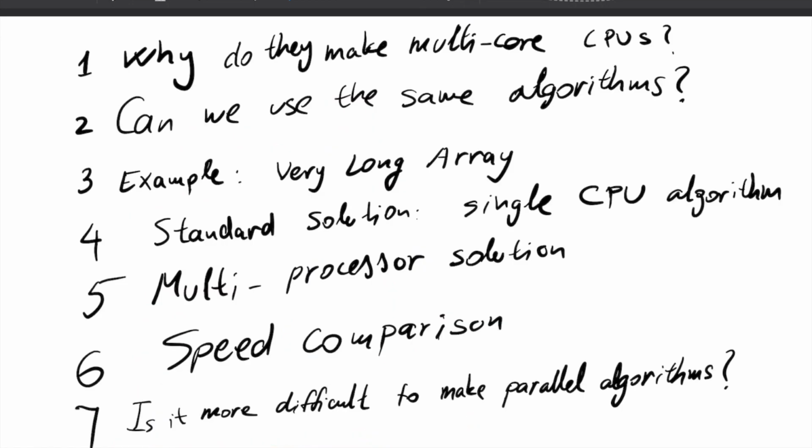We just answered questions 1 and 2. And it remains to answer question 7. Is it more difficult to make parallel algorithms? This is a true-false question. The answer is true. Or let's say yes, it's more difficult to make parallel algorithms. The answer is correct. And we are done.